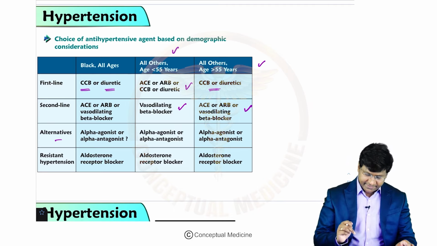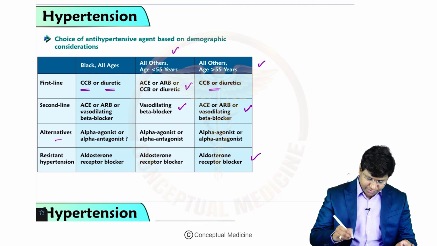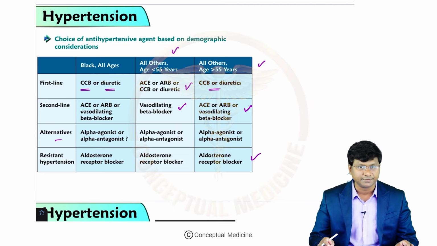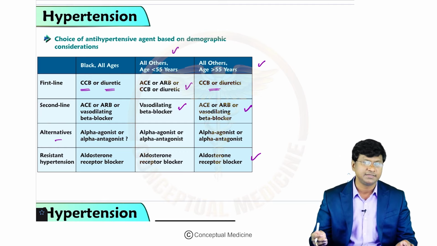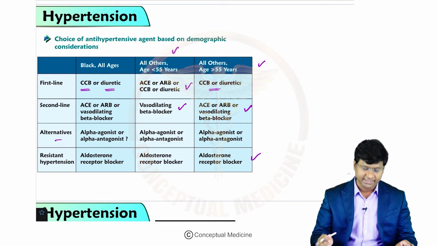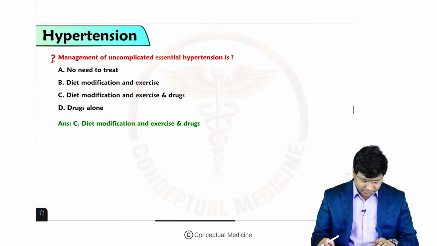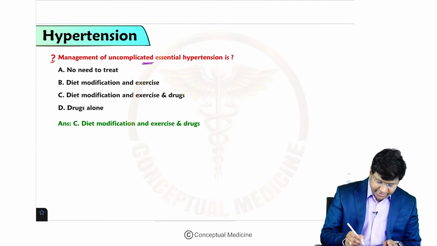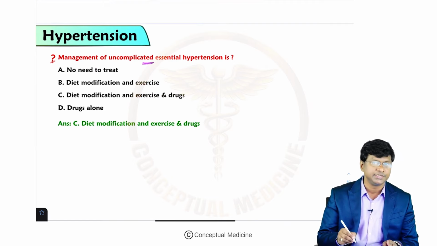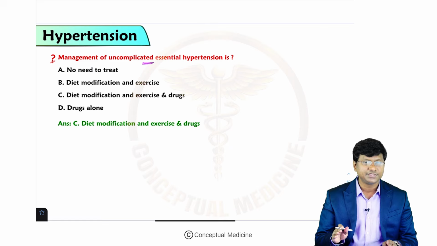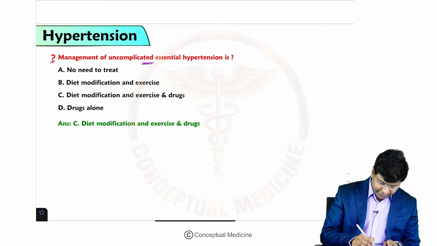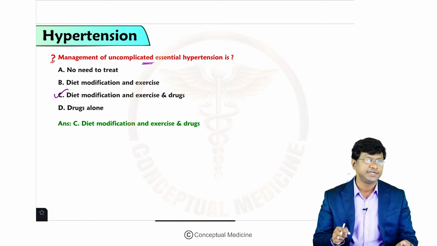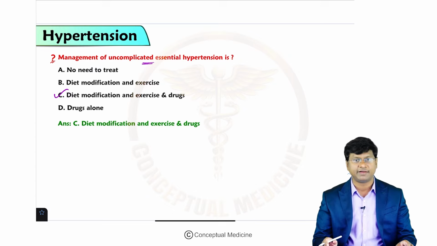Now, regarding resistant hypertension, please remember the drug that you need to add is the aldosterone receptor blocker, which is nothing but spironolactone or eplerenone, added to the existing drugs. But anyways, I will be discussing resistant hypertension in detail. So, you see this question now. Management of uncomplicated essential hypertension: no need to treat, diet modification and exercise, or diet modification and exercise and drugs. So what do you have to give? Diet modification and exercise, and along with that the drugs also have to be given.